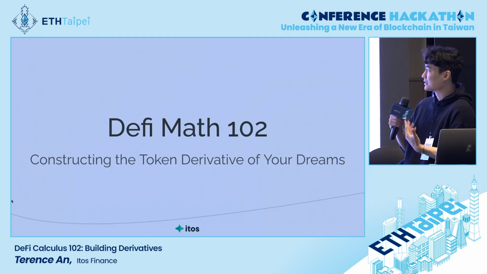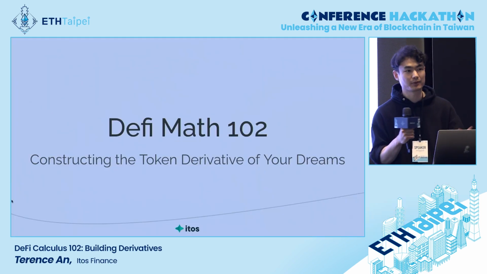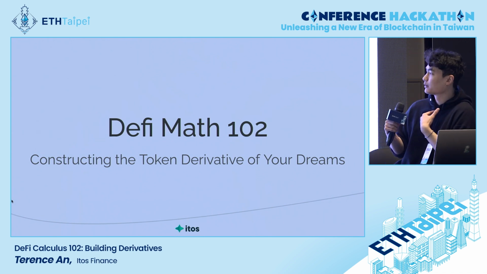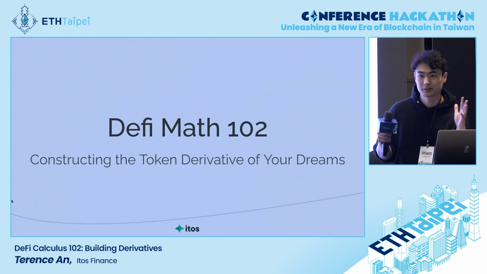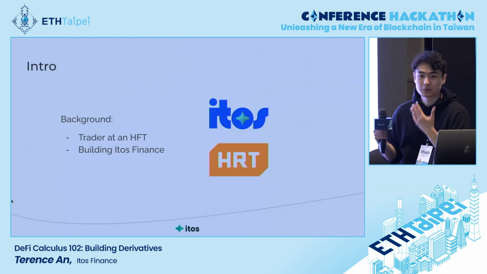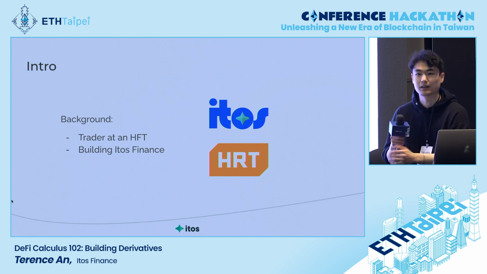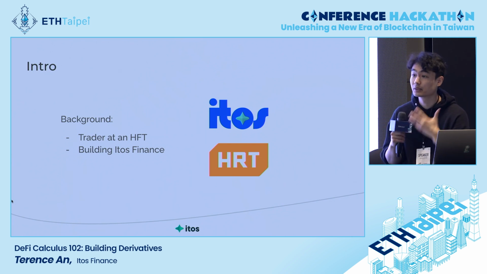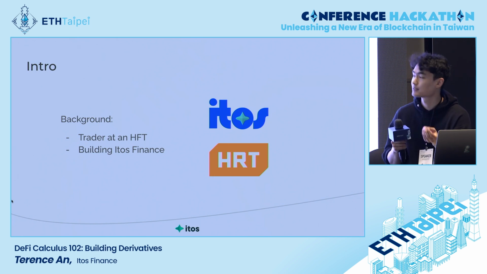Cool. So this talk is about DeFi Math 102, just a little step up from the things that you might be familiar with in DeFi. And particularly, we'll be talking about how to construct token derivatives, whichever one you want. So quick background is I used to work at an HFT at Hudson River Trading. So my background is a lot in thinking about market microstructure and not so much the macroeconomics, but that makes me really suitable to speak about how we design these small DeFi systems.